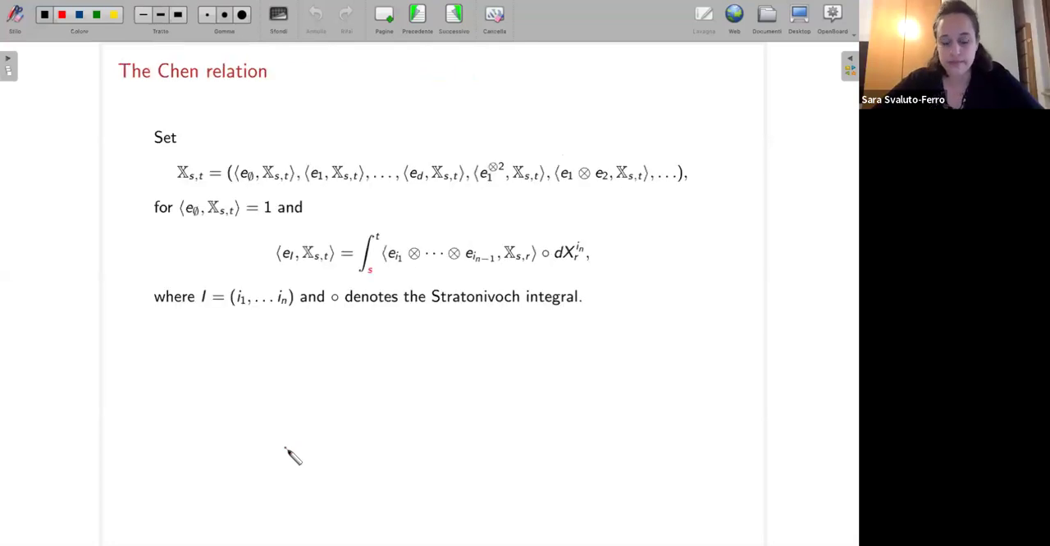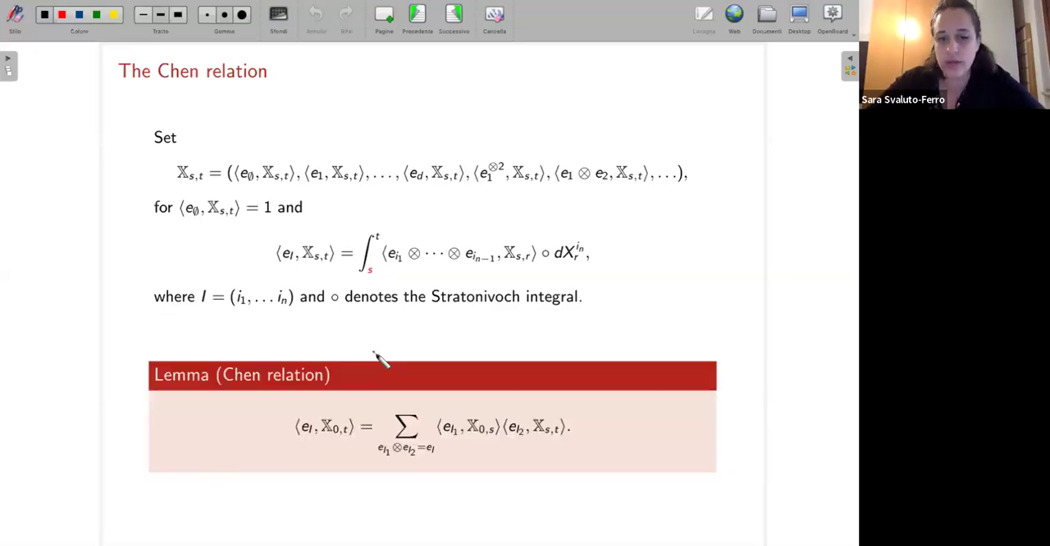Okay. Then, one can do more. There is the so-called chain relation, which lets you say, okay, I have a trajectory and I'm interested in separating what happened before a certain time s and what happened after a certain time s. You can do it through the chain relation. The chain relation puts in relation the signature between 0 and s and the signature of the path starting at time s and continuing to time t. It is given by this one.